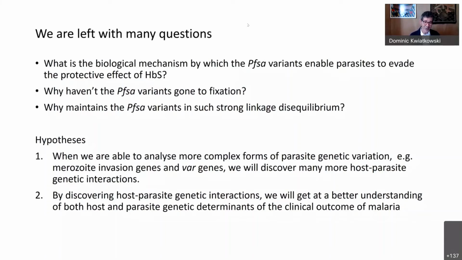So my working hypothesis, just a personal view, is that when we're able to analyze more complex forms of parasite genetic variation, which at the moment are very difficult to analyze, such as the MERA-India invasion genes and the VAR genes, they have complex forms of genomic variation. My hypothesis is that we'll discover many more host-parasite genetic interactions of the sort I've just been telling you about today. And my second part of that hypothesis is that by discovering those host-parasite genetic interactions, we'll then get a better understanding of both the host and parasite genetic determinants that affect the clinical outcome of malaria. So I think it's a big area for the future.